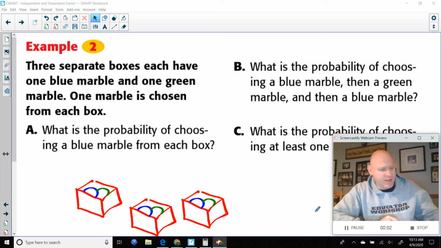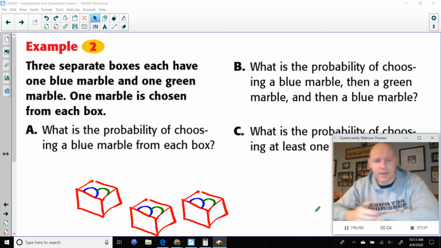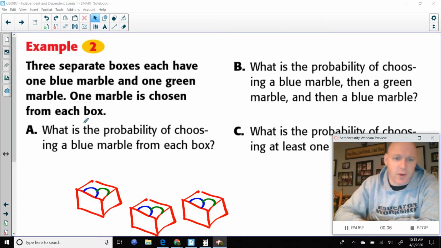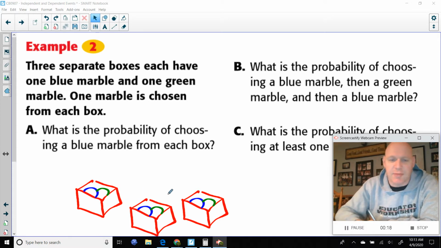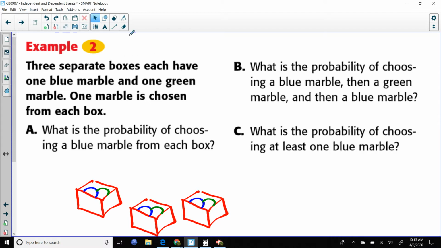A couple more examples. I think we're going to have 2 more videos for this lesson. But for this particular one, what we're going to do is pull a marble out of a box. There's a blue marble in the box. There's a green marble in the box. And we have 3 boxes, 3 separate different ones. Because each box is different, each box is its own little thing, this will be an independent event.